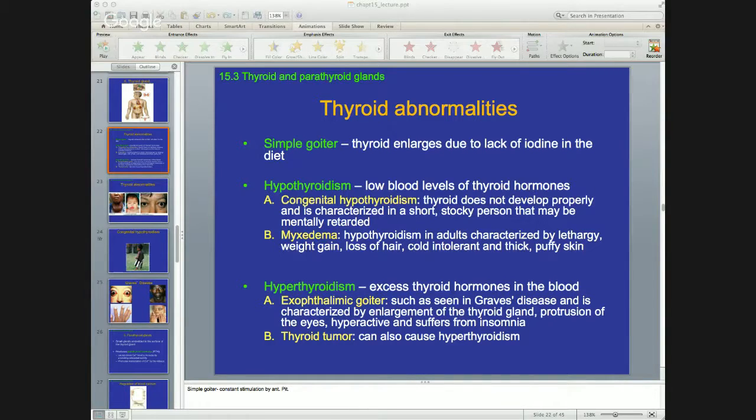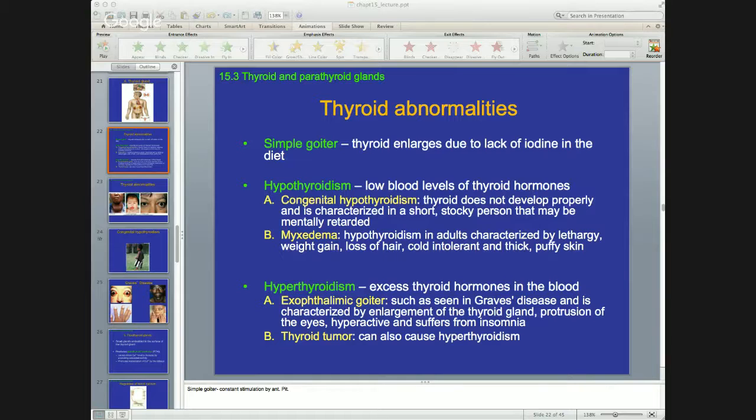Then there's hyperthyroidism, where you have excess hormones being produced. An example of that is exophthalmic goiter, also known as Graves' disease. One of the classic features is the protrusion of the eyes. These individuals are usually hyperactive and suffer from insomnia. You can see exophthalmic goiter manifested in just one eye, but it could also be manifested in both eyes, as seen here. And then you have those club fingers.